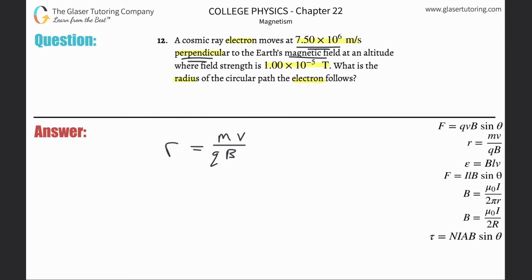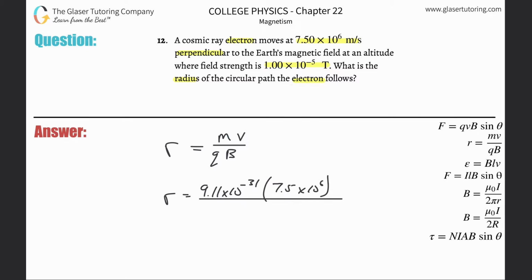Okay, so now all we have to do is plug it in. Now, what's the mass? Oh my goodness, they didn't tell it to us. But they told you it's an electron, so you have to know, probably memorize, the mass of an electron. It's 9.11 times 10 to the minus 31 kilograms. That's the standard unit, kilograms. Then multiplied by the velocity of 7.5 times 10 to the 6th meters per second.